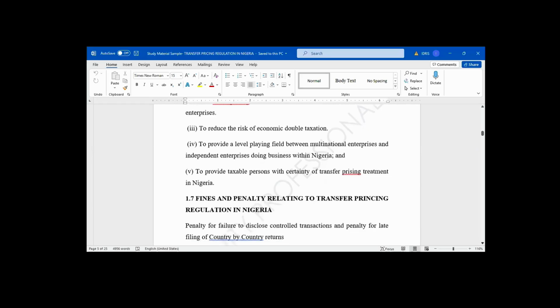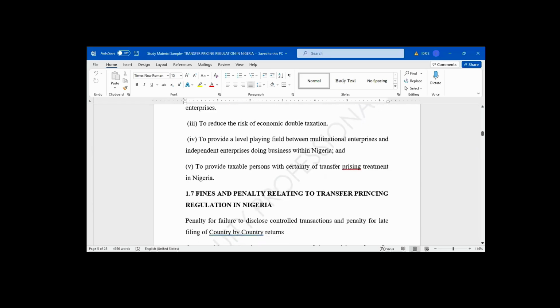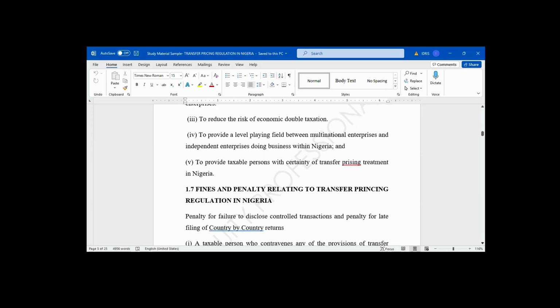Another objective is to provide a level playing field between multinational enterprises and independent enterprises doing business within Nigeria. Another one is to provide taxable persons with certainty of transfer pricing treatment in Nigeria. This is one of the objectives of transfer pricing.